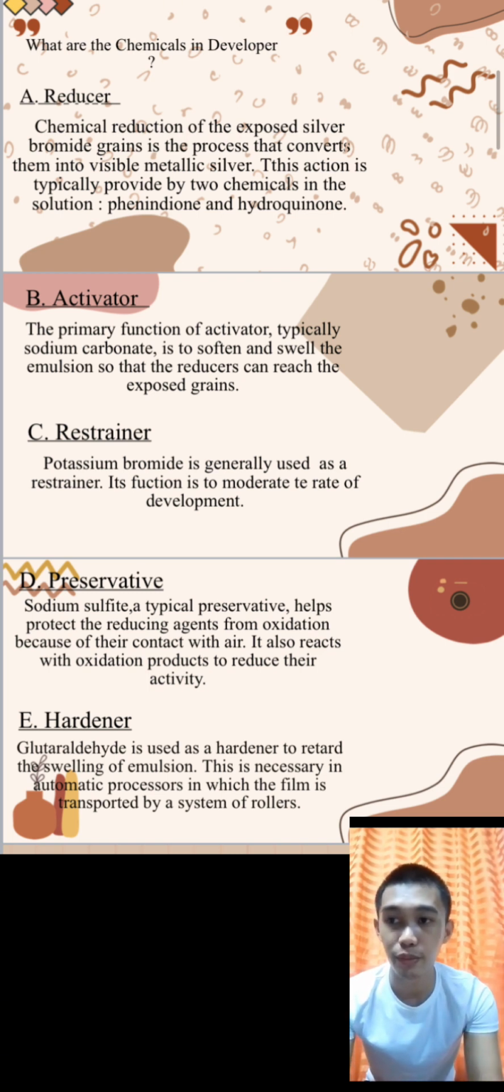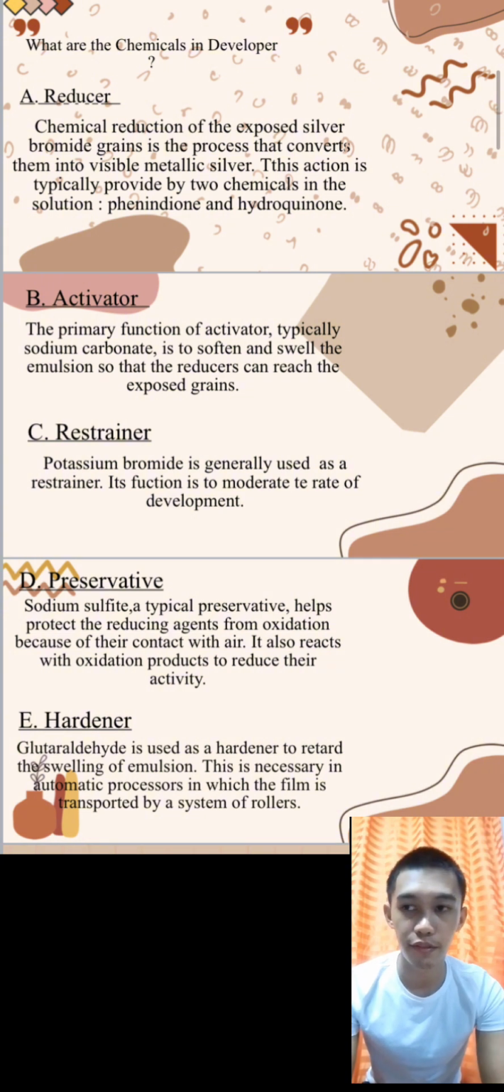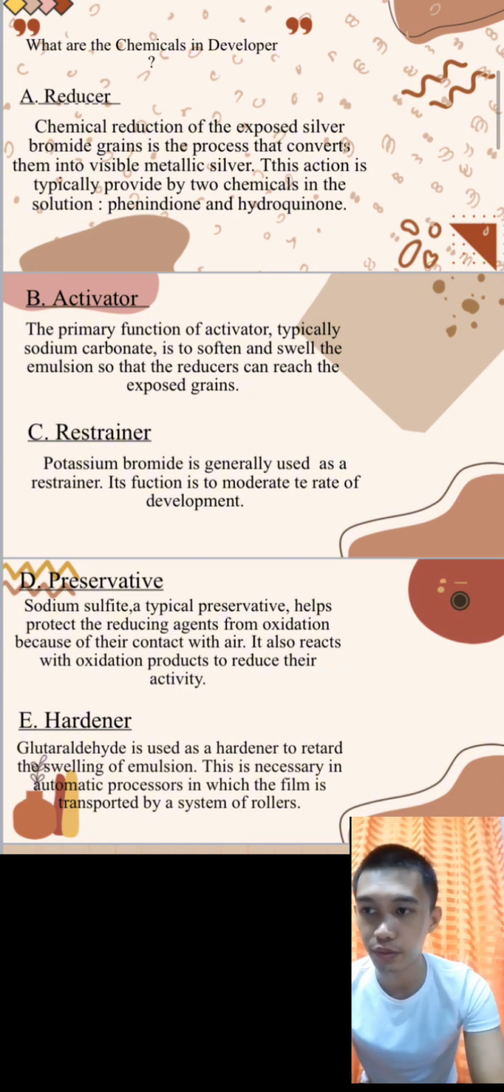Preservatives are essential to maintain the stability and the reliability of developer solutions in forensic laboratories, allowing them to be used for extended duration without deterioration. So the fifth is the hardener. The hardener prevents the swelling of the emulsion.